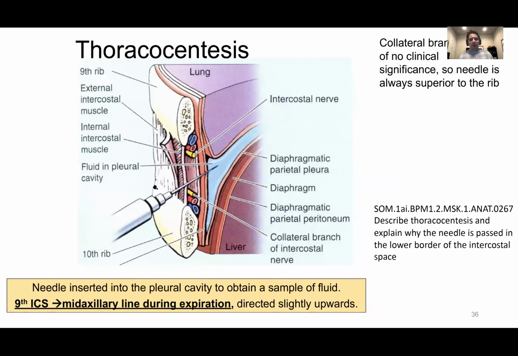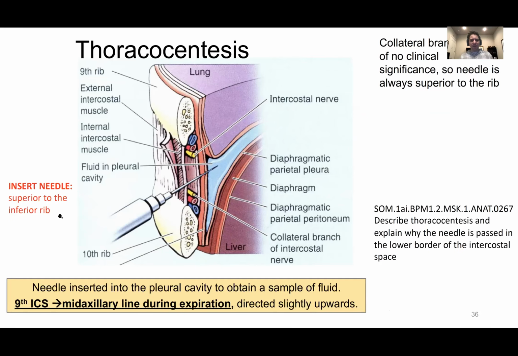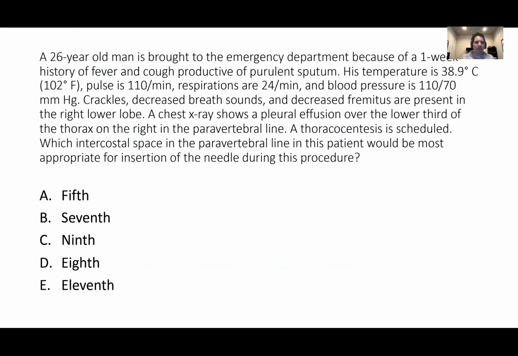So if they ask you for the needle insert, you want to go superior to the inferior rib. Okay, you see what I did there? The nerve runs inferior to the superior rib. So if you insert a needle, you want to go superior to the inferior rib. I know it's a lot about semantics, but they can ask it either way on the exam. So to avoid the bundle, you go superior to this inferior rib, and you'll avoid that little nerve, artery, vein bundle. All right, try this one.